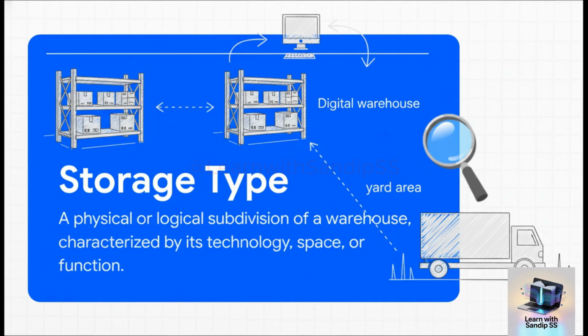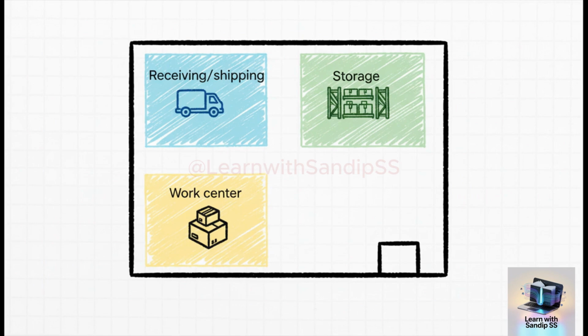A storage type can be a real, tangible place, like a set of shelves, sure, but it can also be a conceptual area, like the yard where all the trucks are waiting. That flexibility is absolutely key. So you've got to shift your thinking here. A warehouse isn't just one giant room full of stuff. It's actually a collection of specialized zones, and every single one of those zones has a very specific job to do in the grand scheme of things.